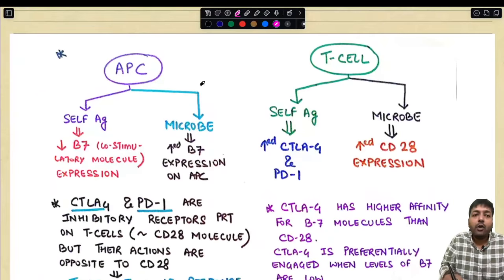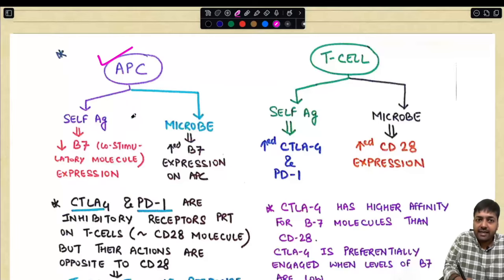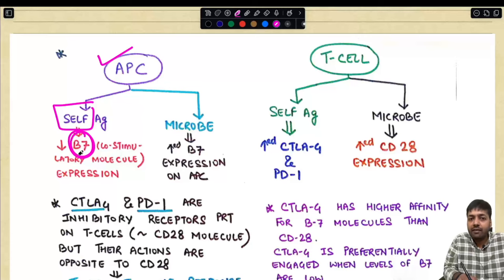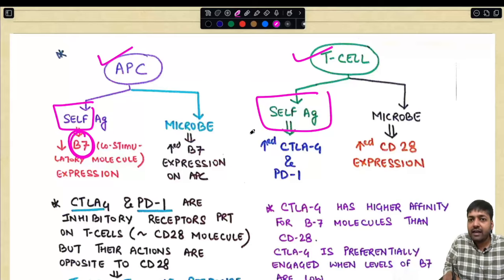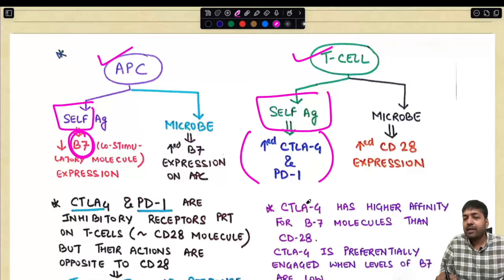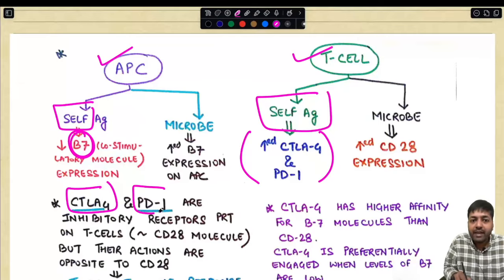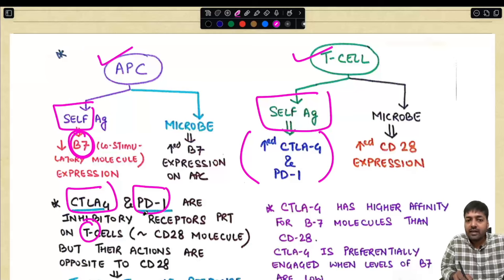What is very important for you to know is that whenever the antigen presenting cell is presenting a self antigen, the B7 ligand, which is a co-stimulatory molecule, will have its levels fall. And whenever the T cell encounters self antigen, instead of CD28, another group of receptors will show up: CTLA4 and PD1 levels will increase. Remember, CTLA4 and PD1 are inhibitory receptors present on the T cells, just like CD28 is present on the surface of the T cell.